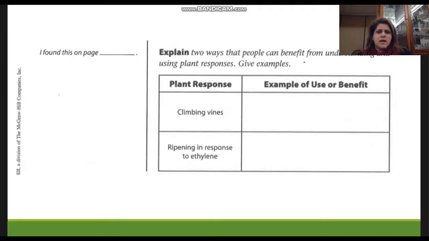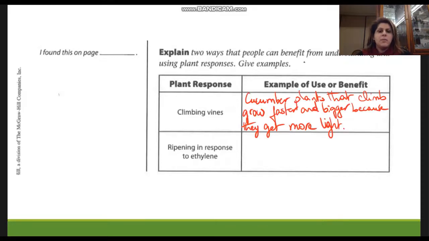Explain 2 ways that people can benefit from understanding and using plant responses. Give examples. Now, a plant response, one of them, they gave us the examples: climbing vines. Now, example of use or benefit. How is it good for us? How are we benefiting? And why do we use those?